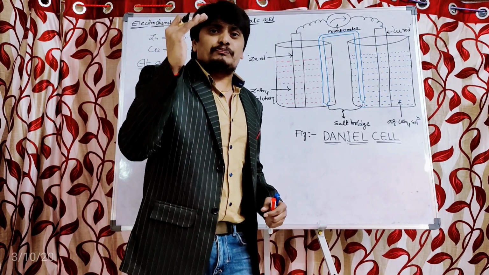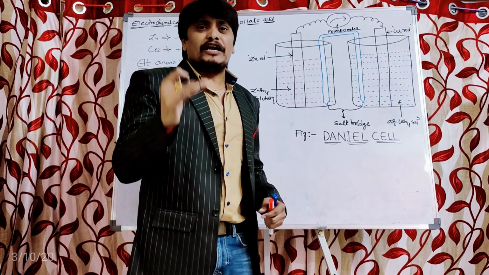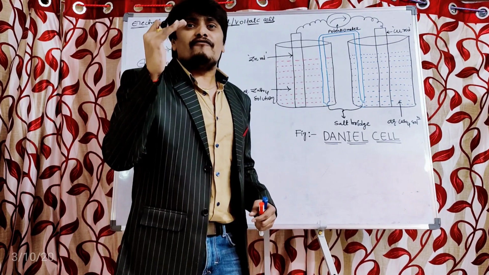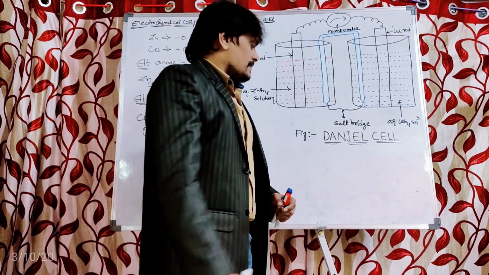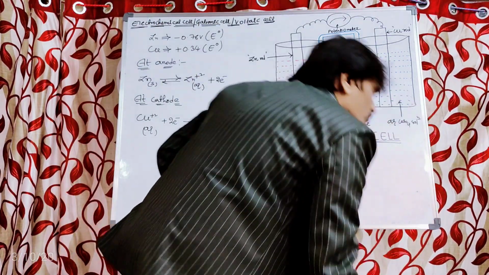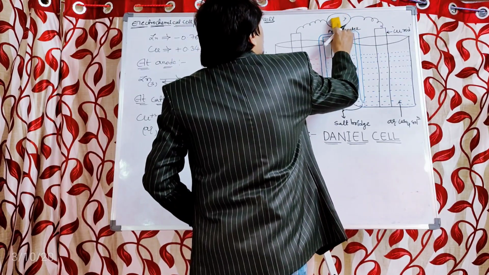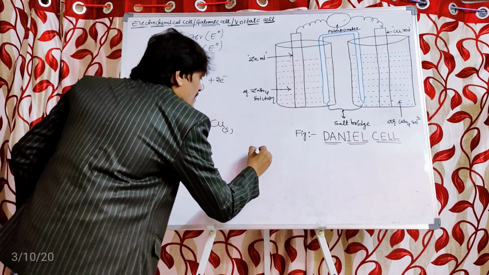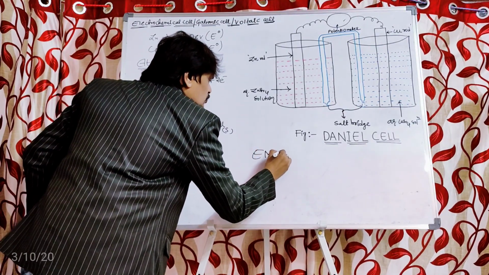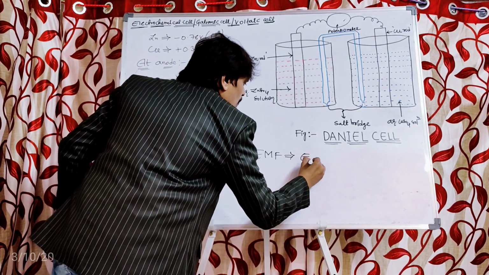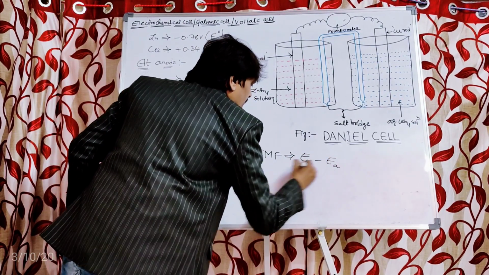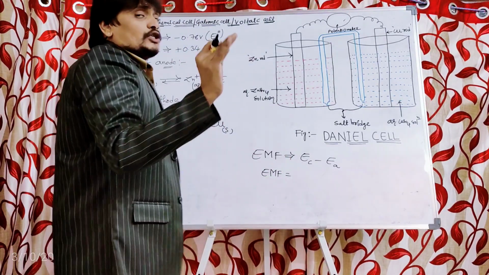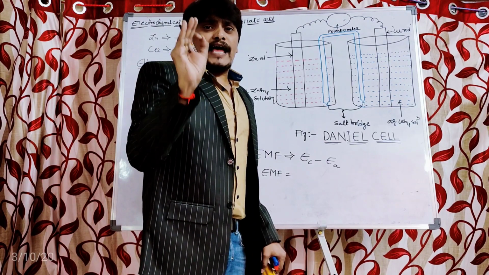So due to the spontaneous redox reaction between the zinc and the copper electrode, EMF is going to be produced in the potentiometer, students. What is EMF? EMF equals E cathode minus E anode. E cathode means the electrode potential of the electrode acting as a cathode.